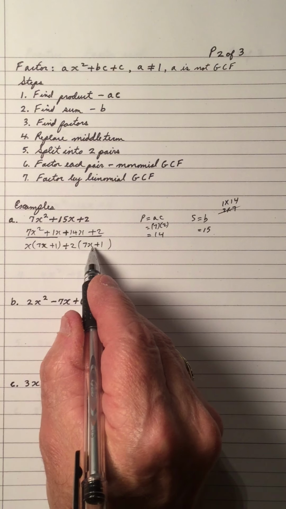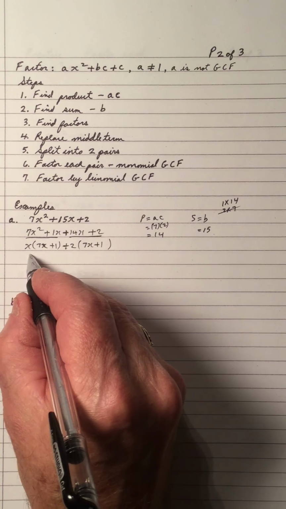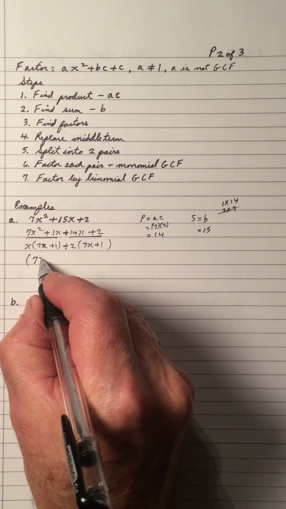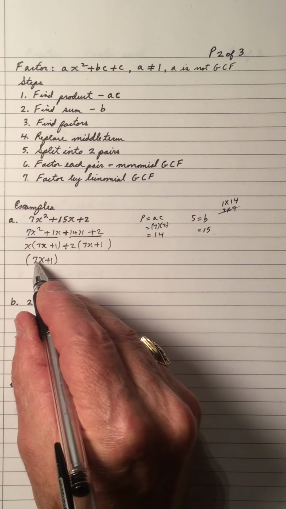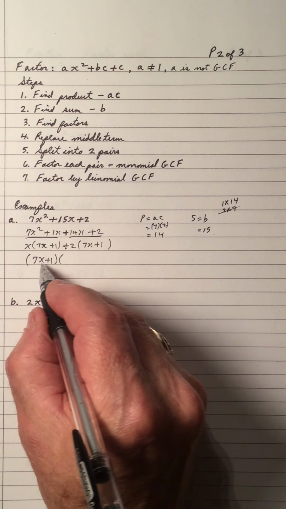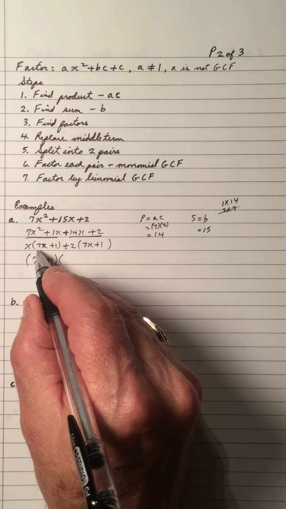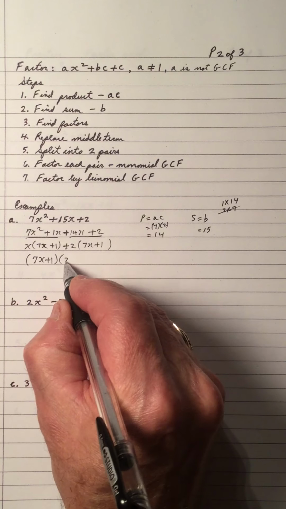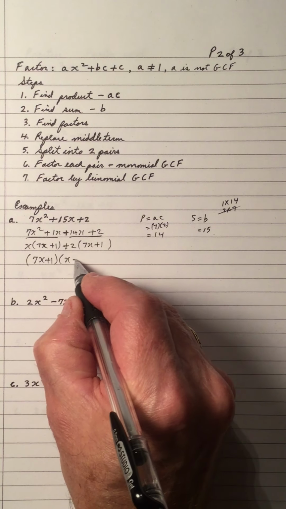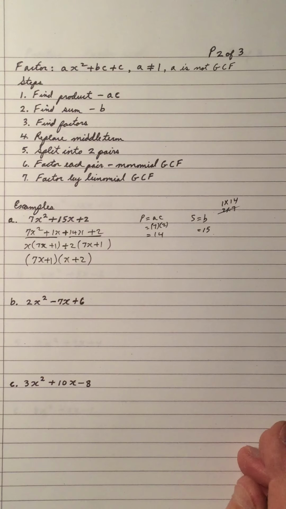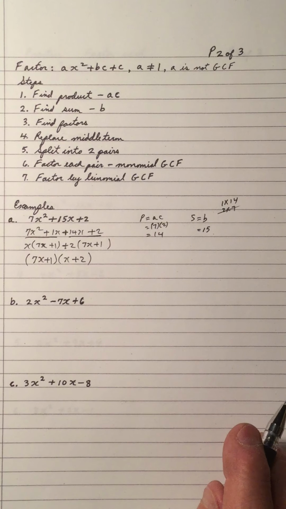Notice that these two binomials are the same. That's the way we want it to be. They have to be the same or we can't do it. These two binomials are the same, so we take one of them out. And when we take one of them out, what's left? If we take that away, we get an x. If we take 7x plus 1 away, we get a plus 2. And there it is factored.